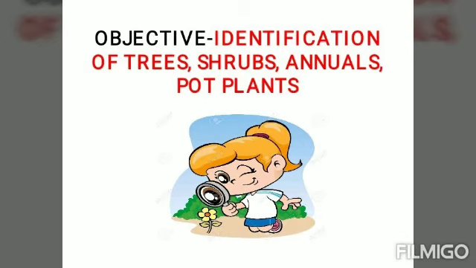So here we go. The first practical that we're going to discuss is on the identification. Identification of what? Trees, shrubs, animals and pot plants. Okay. So firstly we'll discuss about the identification of trees.